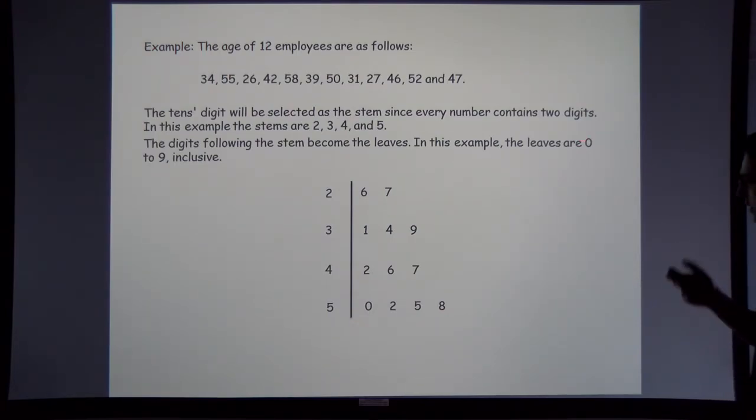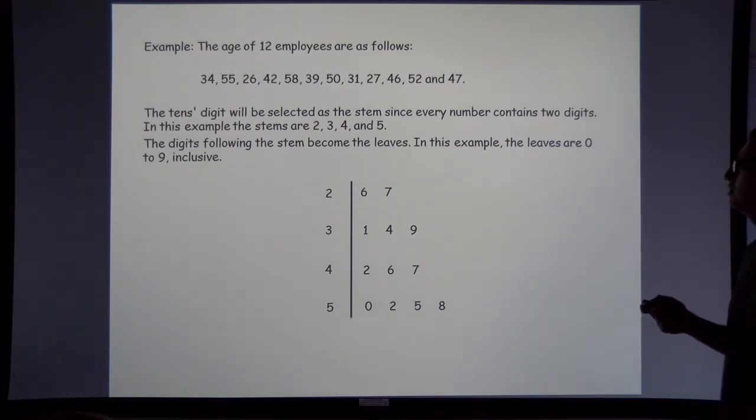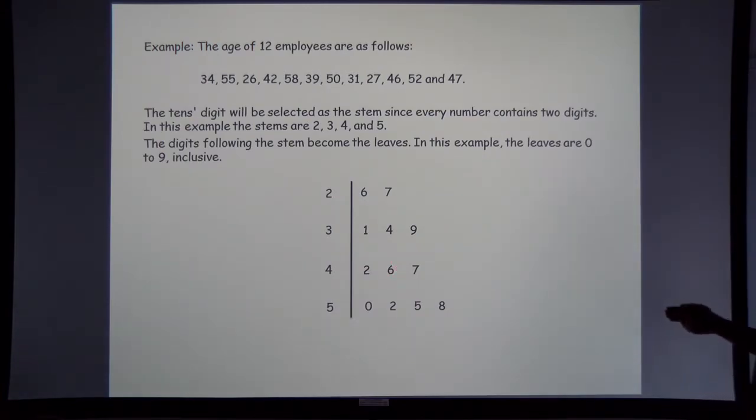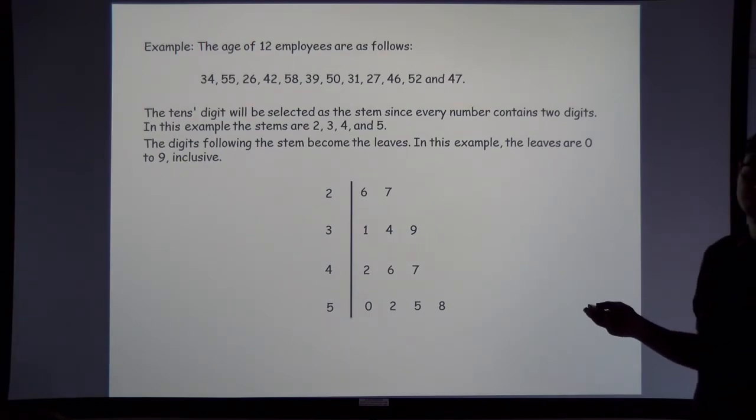0 to 9. So notice when we write our stems, they're in numerical order, in ascending order. So very important. So now we could say, okay, we know one age of an employee is going to be 26. Another age is going to be 27, 31, 34, 39, 42, 46, and so on and so forth. So this is how stem and leaf graphs are shown. Questions?